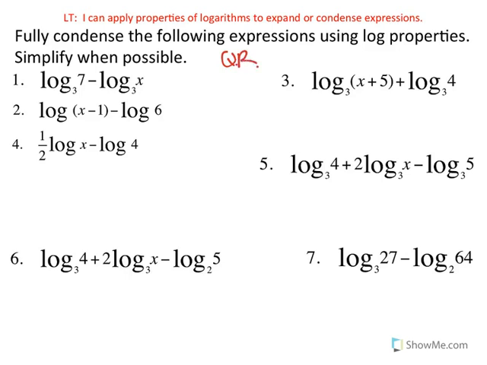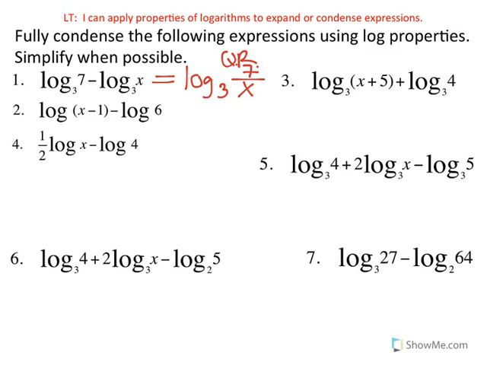And the quotient rule says if I've got 2 logs of the same base being subtracted, then I can put it back together as a division statement, as a single logarithmic division statement. So I can rewrite this as log base 3 of, the first one is 7, so that goes first, divided by x. Final answer.